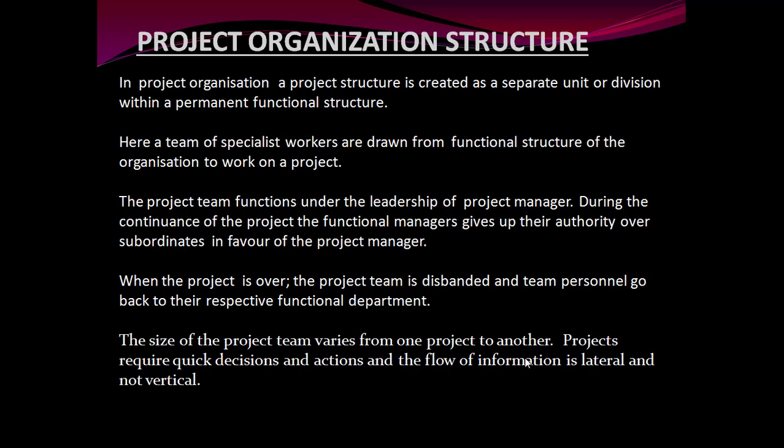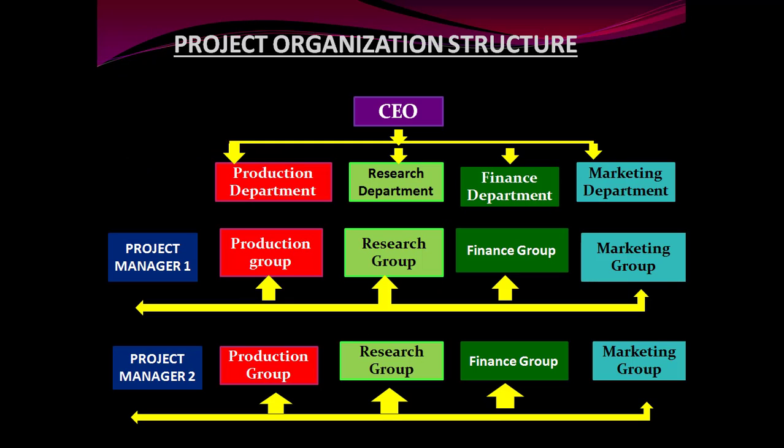And the size of the project team varies from one project to another. Depending upon the project, the number of employees will be taken from the functional departments. If the project is small, there will be a smaller team. If the project is big, then more employees will be required, so the team will be big. The project requires quick decisions and actions, and the flow of information is lateral and not vertical, right? So lateral means, as we saw here, it's not vertical, it's not upright, right?